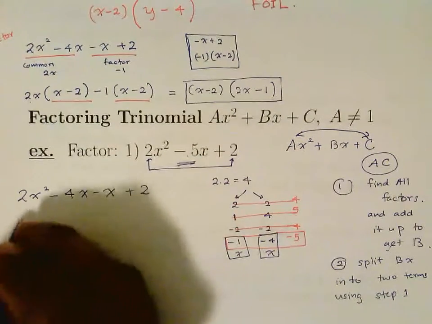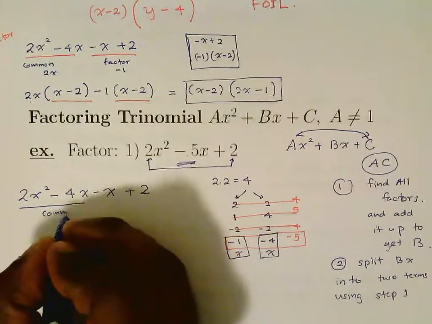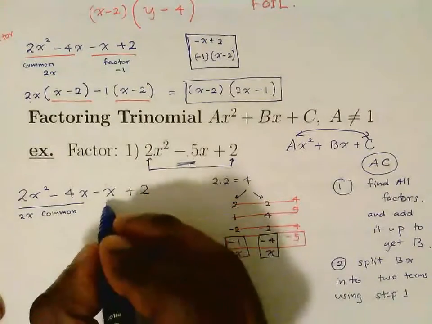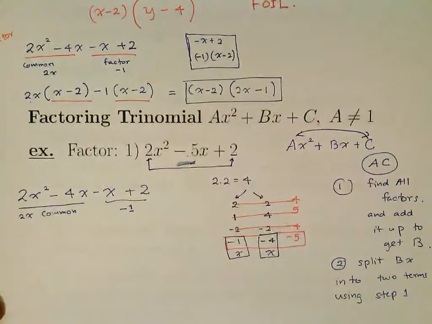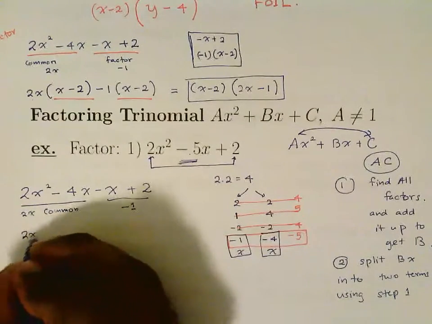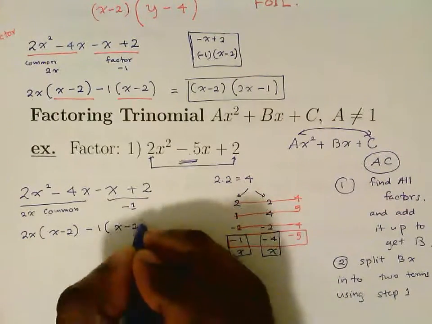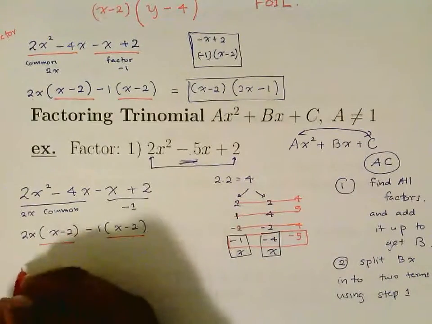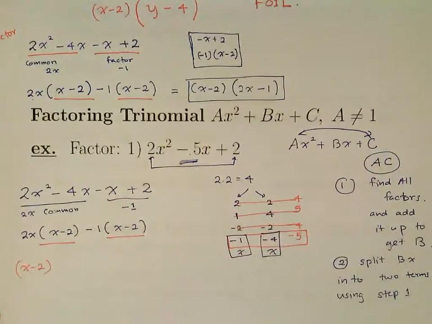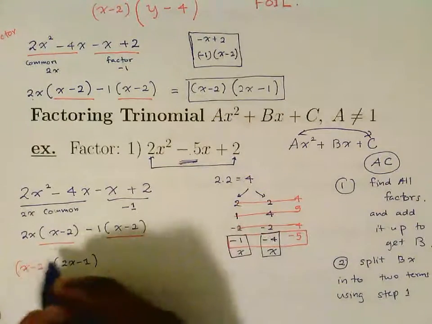Now you can see the common factor is 2x, and here there is no common factor, but I will take -1 as a common factor. In fact, this is exactly the previous question. So take out 2x, you get x minus 2, and take out -1, you get x minus 2. Then you can see that this is a common factor. Open the bracket and write 2x minus 1, and that's the factorization.